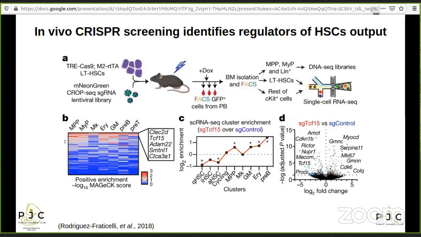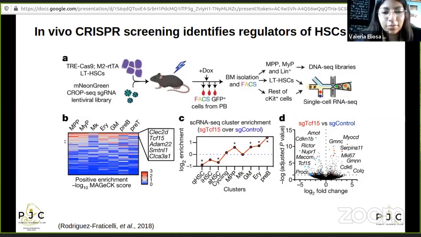I'm again not absolutely an expert in the MAGIC analysis software and how it was written, but I believe that it basically models the distribution of the guides. I think using a negative binomial model, and then it does a test for overrepresentation of the different guides in that distribution, just like any other statistical test.